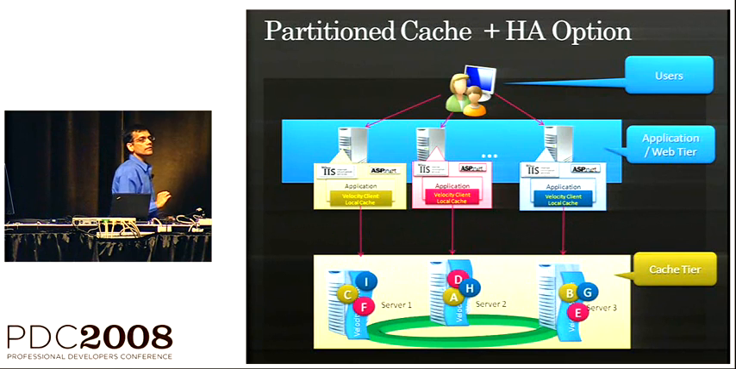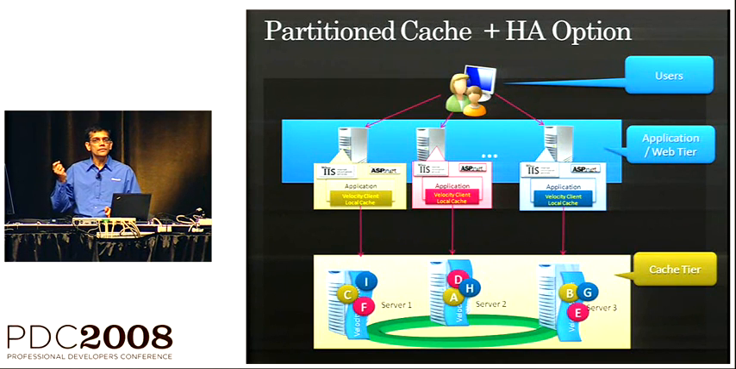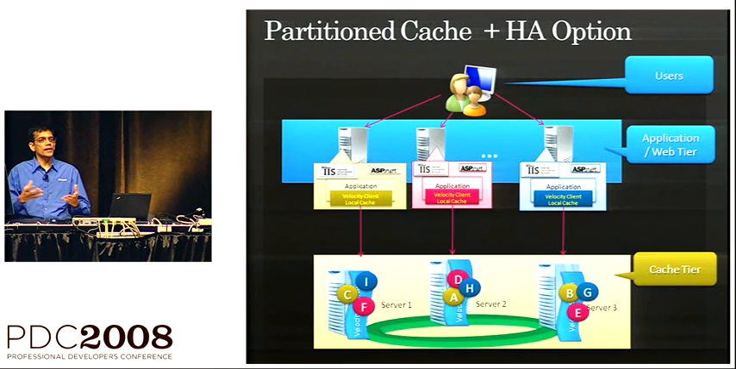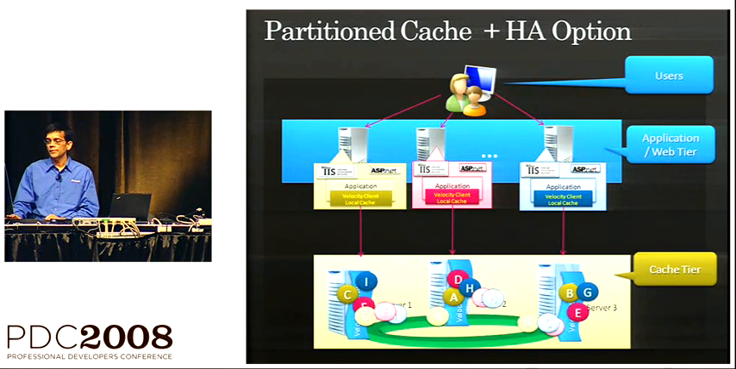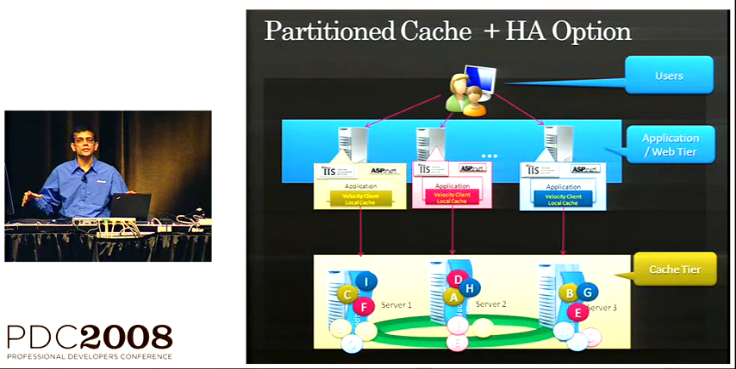At the named cache level, you can set a property called number of backups. You can set it to 1, which means every key value is copied one more time, or you can set it to maybe 2. We can handle multiple backups as well. The backups are created, and they also get distributed across the cache.